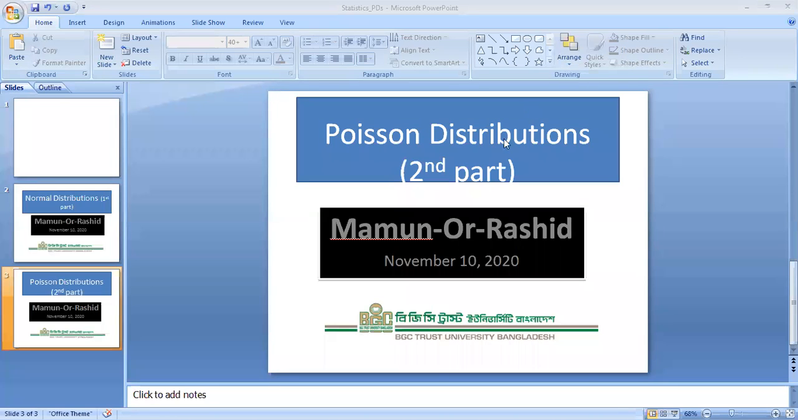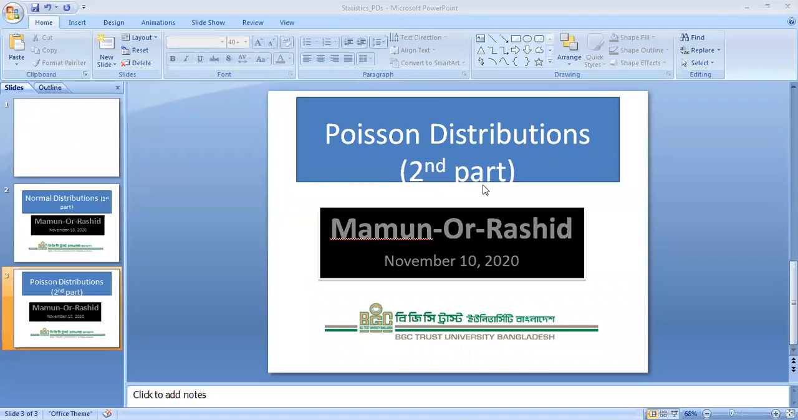Okay, today we'll start Poisson distributions, second part. In the previous lecture, we studied the Poisson distribution, first part. Before that, we studied binomial distributions as a part of probability distributions. So today we'll finish the second part of Poisson distribution.